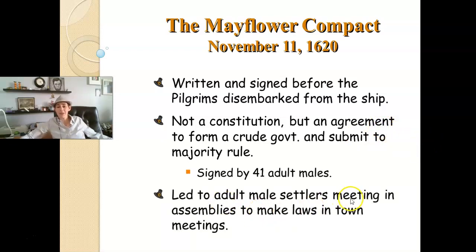And it led to adult male settlers meeting in assemblies. We get the beginnings of self-government, ladies and gentlemen. So as you can see from the outset, when these initial colonies were founded, you have self-government forming the basis of the founding of these colonies.